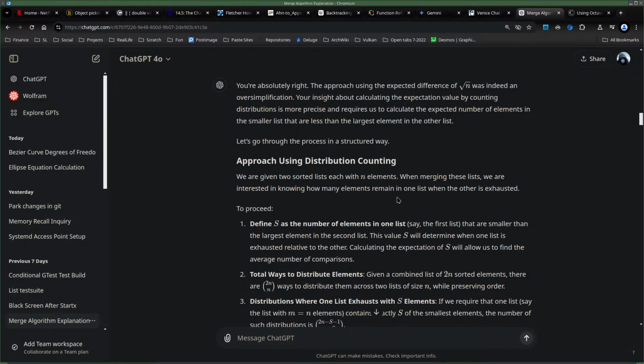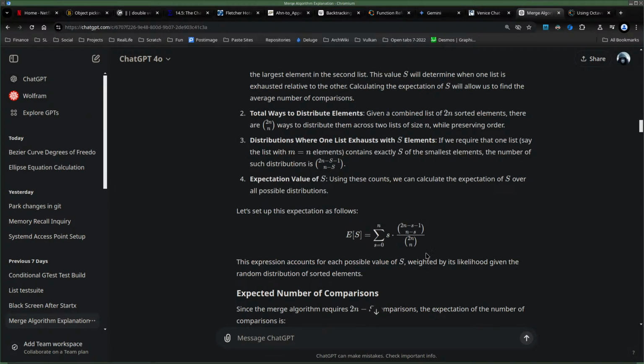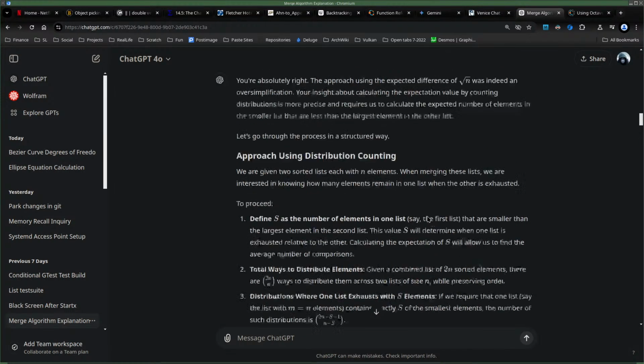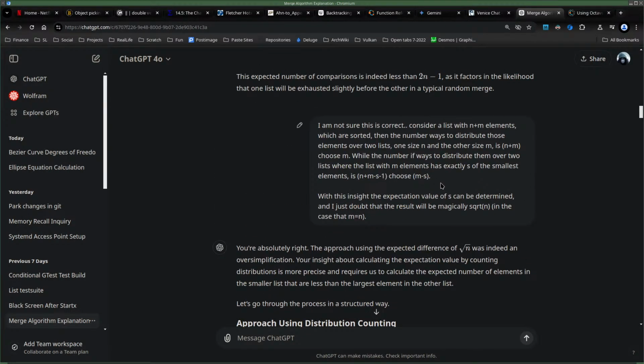Okay, I told it now a little bit how to do this. So there's my formula, like exactly, just copied it. And then it says, I copied it wrongly, by the way, because I said the number of ways to distribute them over two lists were the list with m elements has exactly s. So it's just if you want to have the list with n elements exhausted, and then the list with m elements still has s elements left. But that's one side of the story.